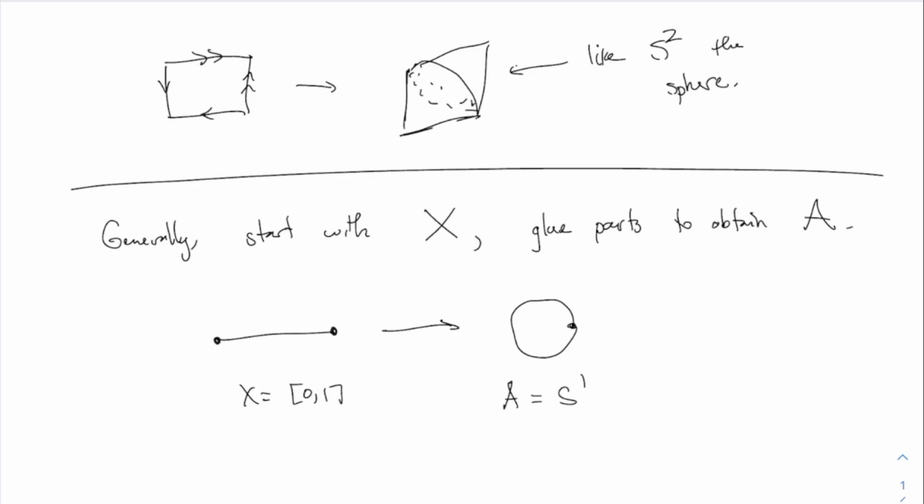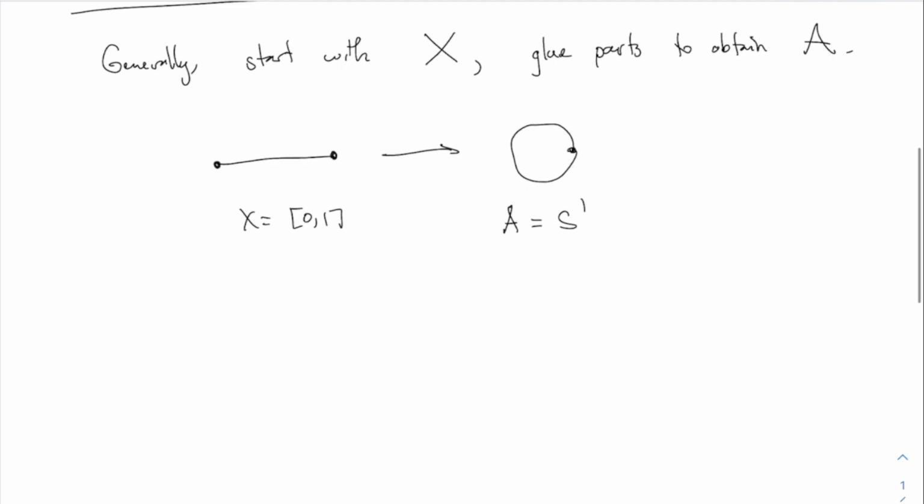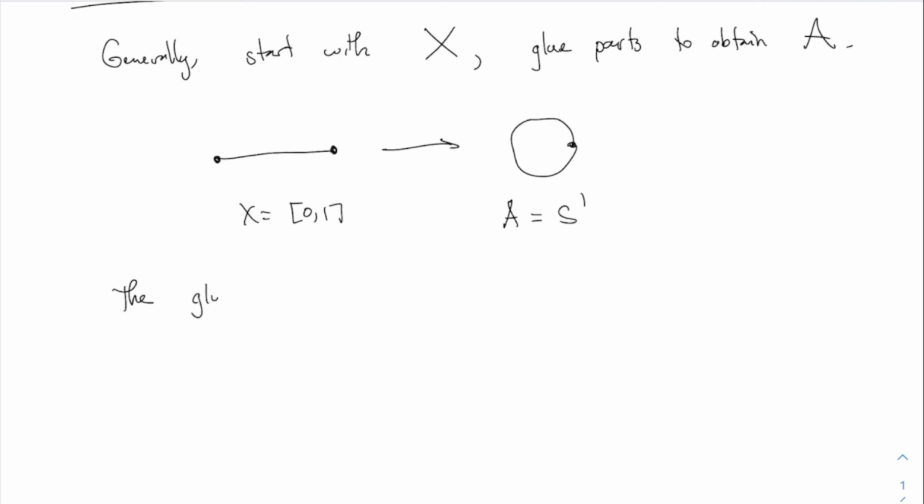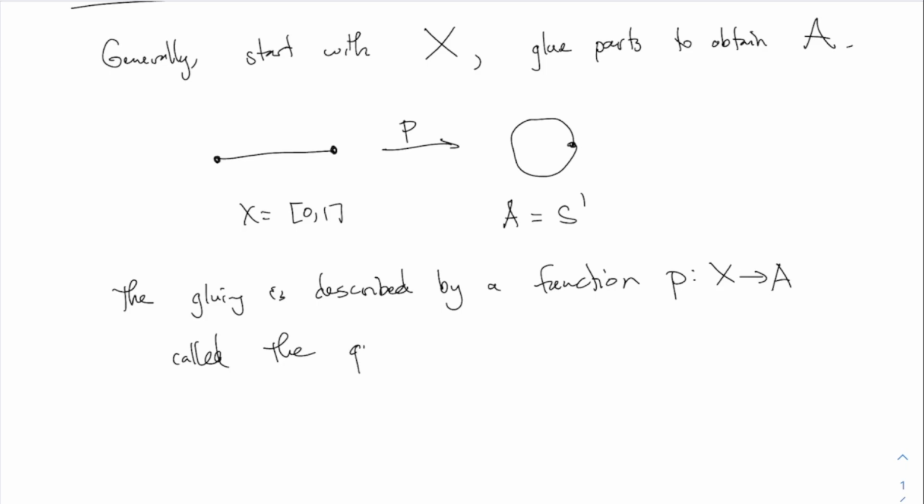How exactly do you describe how the gluing works? You use a function. This gluing is described by a function, and that function is always called P. It goes from X to A, and it's called the quotient map. In topology, the word map is often used to mean function, or sometimes people say mapping, the quotient mapping. It just means it's a function.